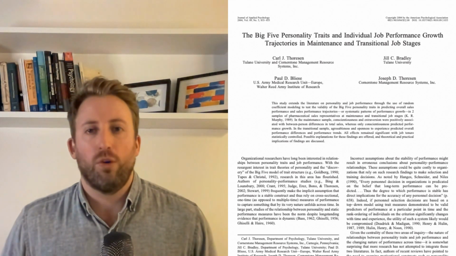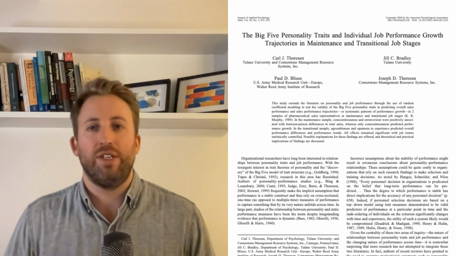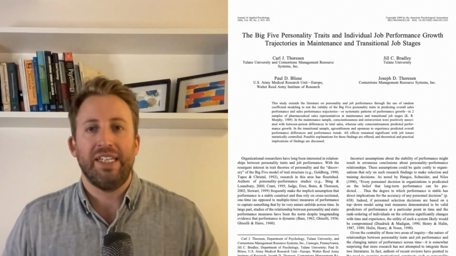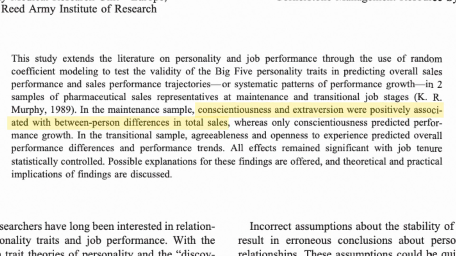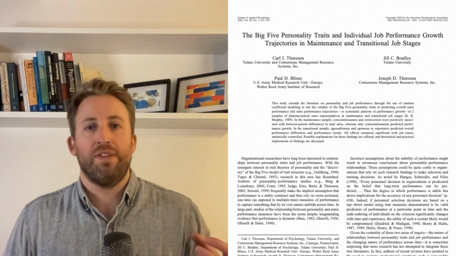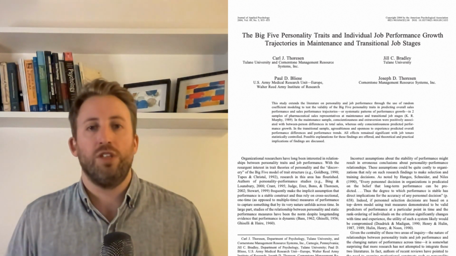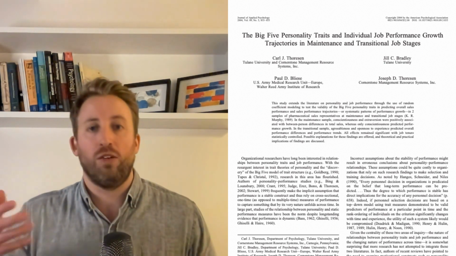A fascinating study by Thorson and colleagues explored how personality influenced not just classic metrics like immediate sales performance, but also the trajectory of an individual's performance over time. The usual suspects, conscientiousness and extroversion, correlated positively with sales figures, but only conscientiousness predicted growth in performance over time. What's more, agreeableness and openness to experience, traits not usually linked to performance, also predicted changes in performance over time. So the personality factors that might predict performance at a given point in time might be different to those that predict how performance evolves and grows.